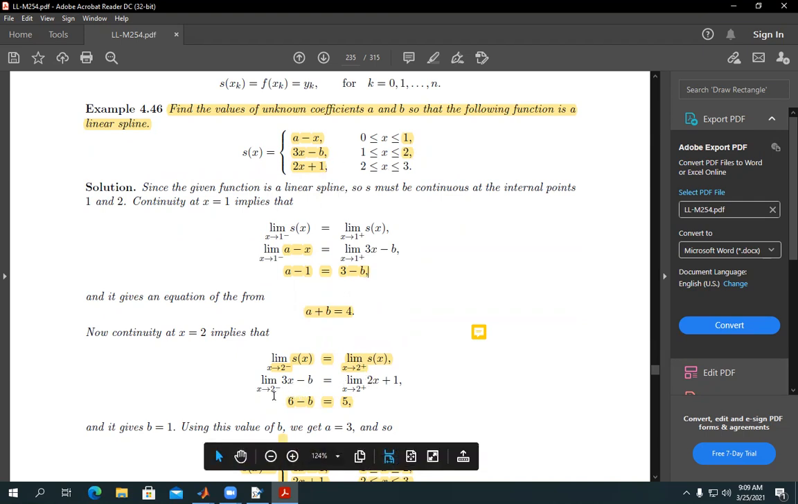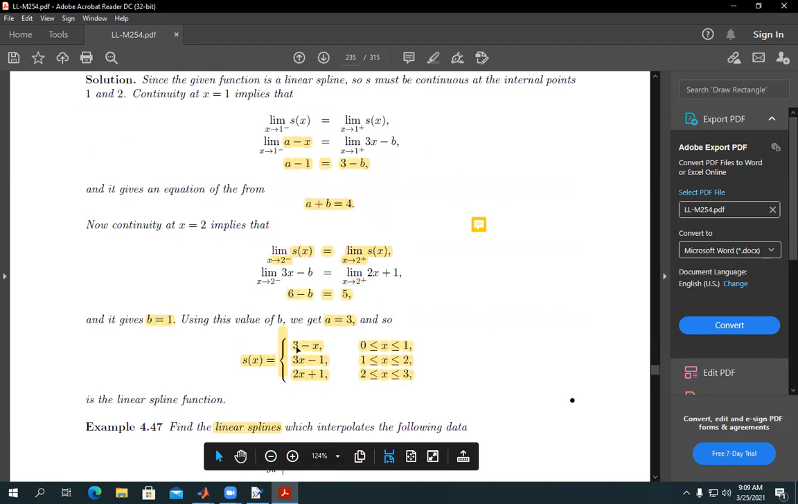And now put the value 2, it is 6 minus b, and we have this one, which simply gives you b equal to 1. And b equal to 1 means a equal to 3. So these are the values, and your spline function is this one, a linear spline.